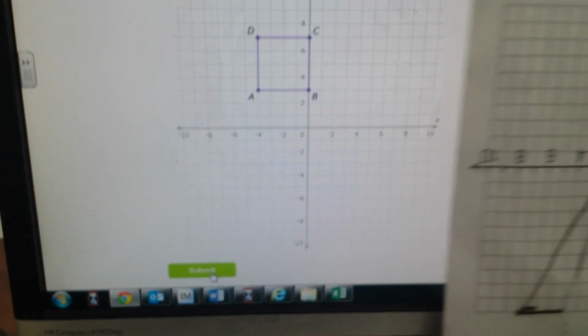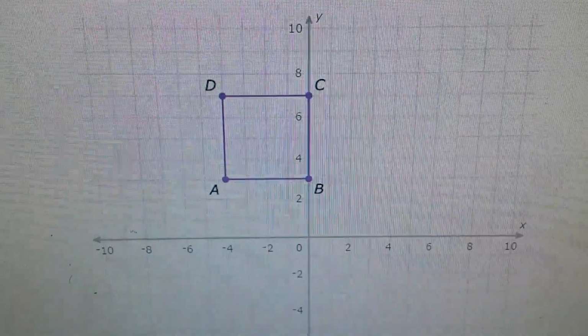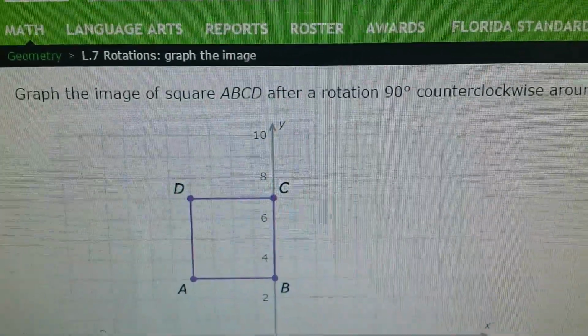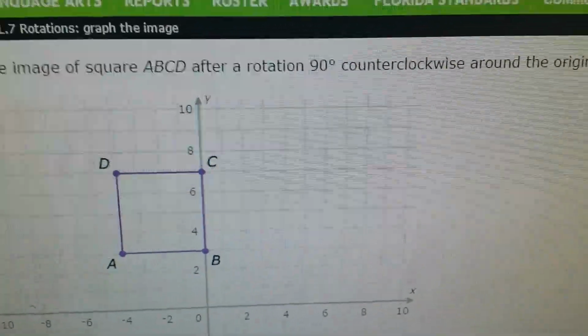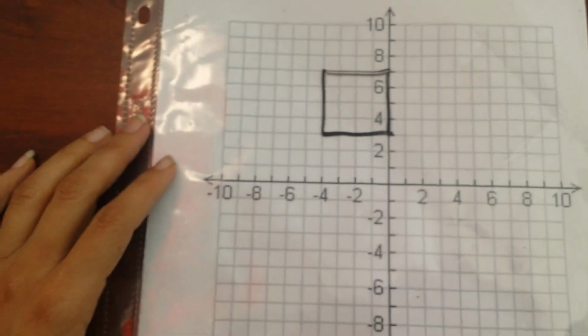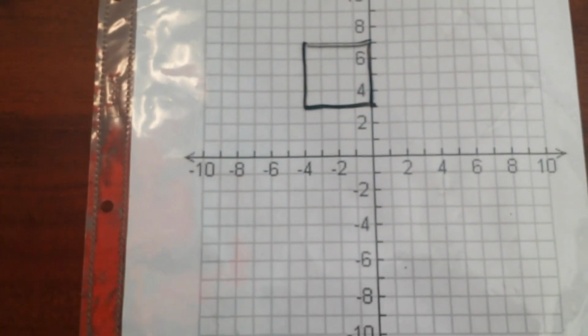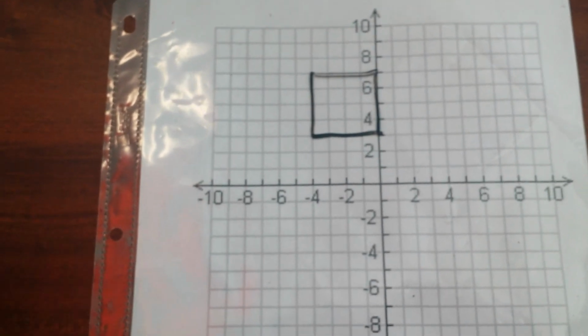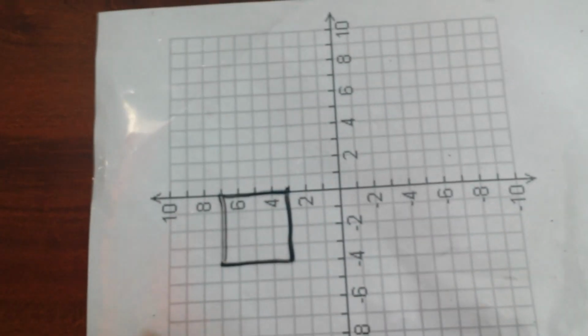Perfect. Now doing this question. This one is 90 degrees counterclockwise, so to the left, and how many turns is 90 degrees? Just 1. So here's my shape, and I'm going to turn 1 time counterclockwise. Think of the way the clock goes, so you're going opposite to that. So 1 turn, bam. Put it right next to the screen.